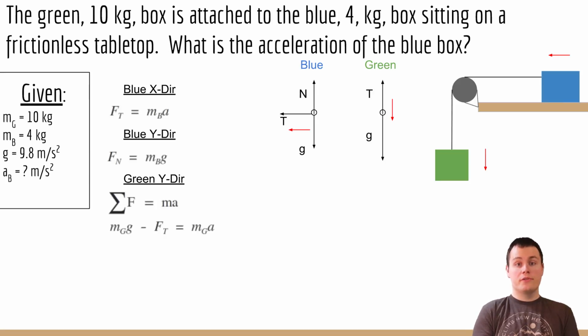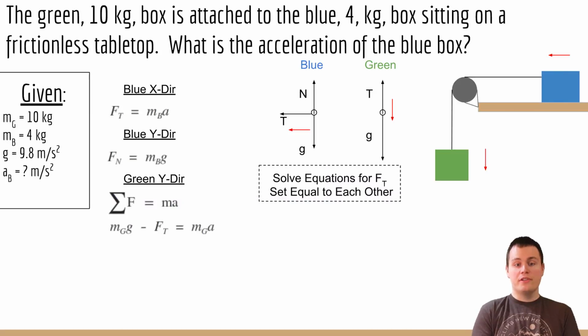Now that we have all these equations written out, it's easy to see that we have three equations for two unknowns, so we should be able to solve for them. We're only looking for the acceleration in this problem, and the easiest way to solve for that is to solve for the force of tension and then set those equations equal to each other. When we do that, we have that the mass of the green block times gravity minus the mass of the green block times acceleration is equal to the mass of the blue block times acceleration.